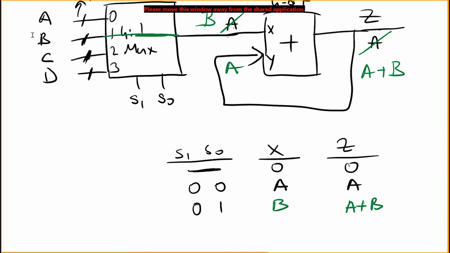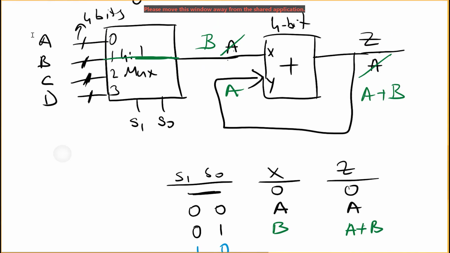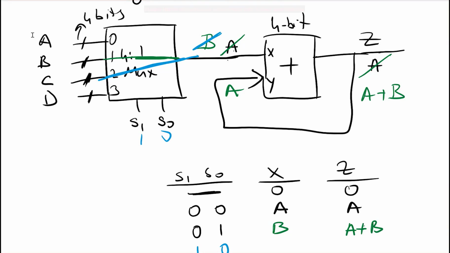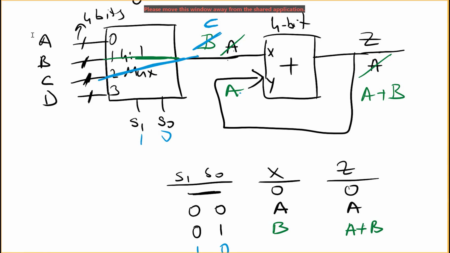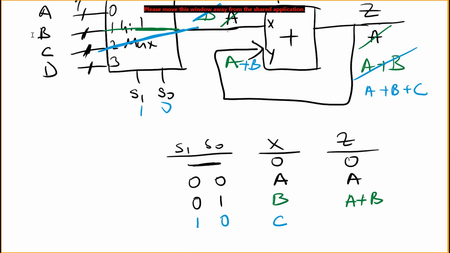So let's say after some time I change my select signals to 1, 0. So if this is 1, 0, then I am selecting C and I am connecting it to the output. So now my input is C here. And for the Y input I have A plus B here, right? Now at the output I will have A plus B plus C, right? So this will be C and I will have A plus B plus C.